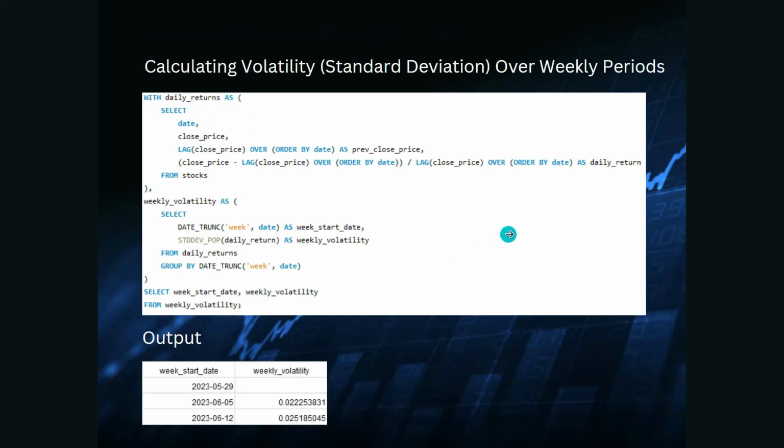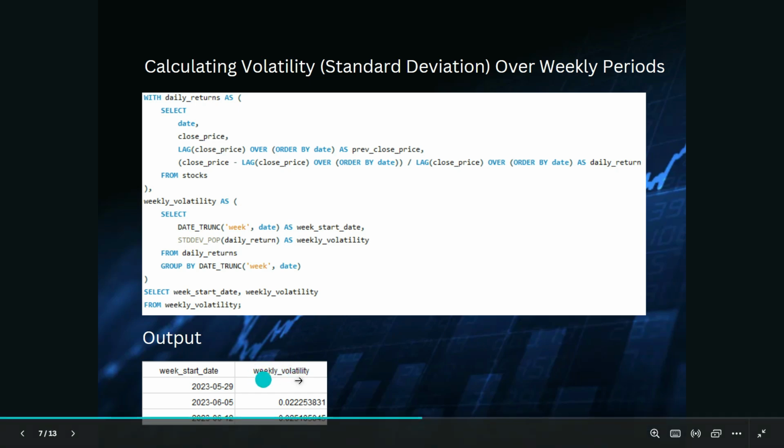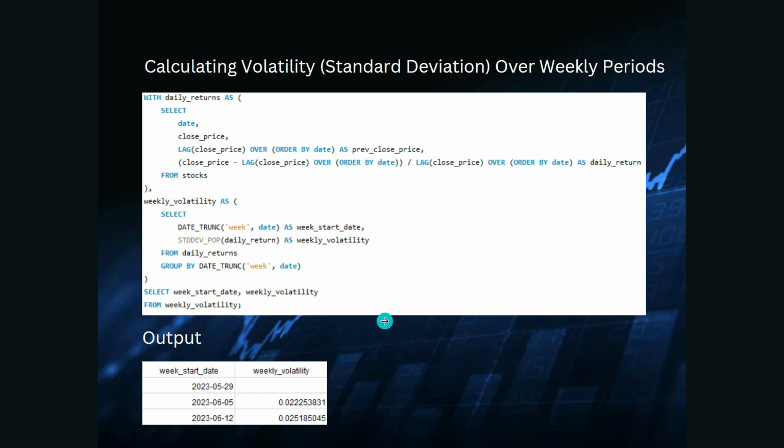And here's calculating the volatility, or the standard deviation, over weekly periods. And here's the output for this. Like I said before, the output was so long, there were 251 sets, so I just wanted to share the first three. You can see that the first week doesn't include a value, it only starts after the first week. So you can see that it's 0.22, 0.251.